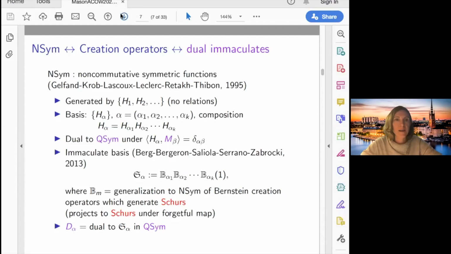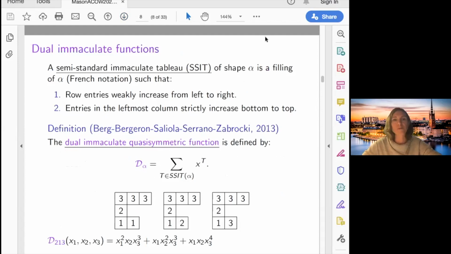So let's go ahead and get a combinatorial description of this. A semi-standard immaculate tableau of shape alpha is a filling, and we'll use French notation, which is the horizontal flip of what they used in their paper. But so the row entries weakly increase from left to right, and entries in the leftmost column strictly increase from bottom to top. So there's no other column entry condition. And then the dual immaculate quasi-symmetric function can be defined as the generating function for the weights of these semi-standard immaculate tableaux.